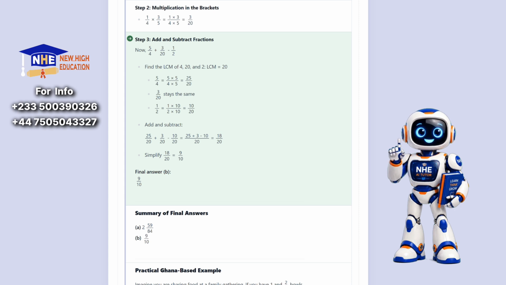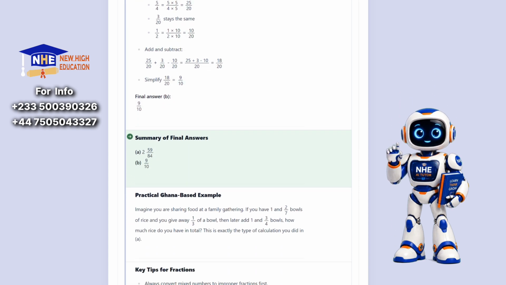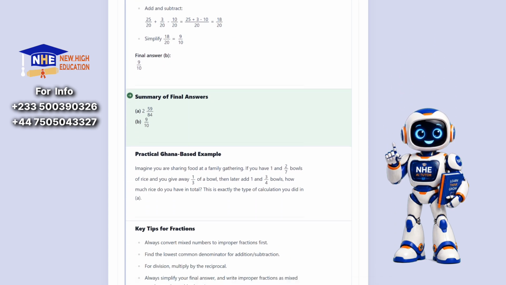Step 3, add and subtract fractions. Now add 5/4 and 3/20, then subtract 1/2. The lowest common multiple of 4, 20, and 2 is 20. 5/4 becomes 25/20. 3/20 stays the same. 1/2 becomes 10/20. Now add and subtract. 25 plus 3 minus 10 gives 18/20. Simplify this to 9/10. Final answer for part B, 9/10. Summary of final answers. For part A, the answer is 2 59/84. For part B, the answer is 9/10.